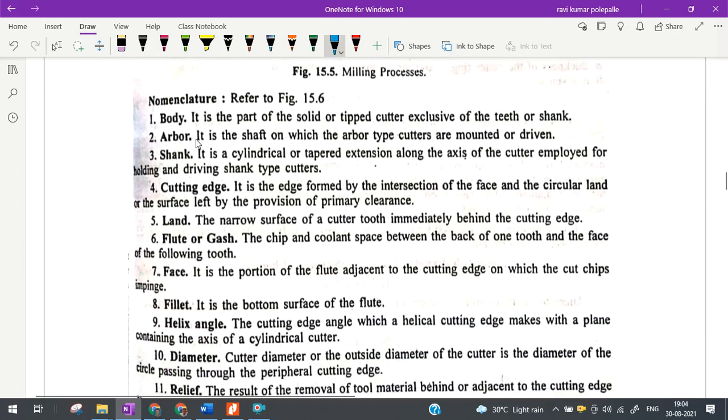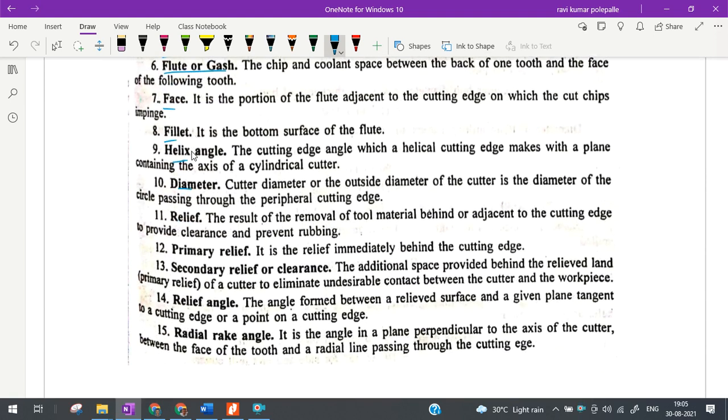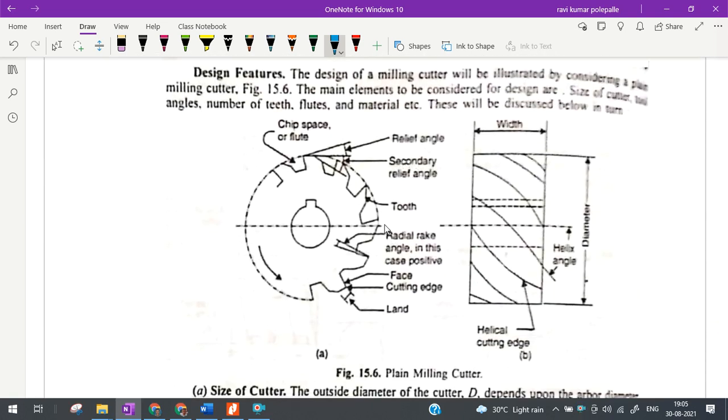And when we look at the nomenclature of a simple milling cutter: body, arbor, the central supporting portion, shank, cutting edge, land, flutes, face, fillet, helix angle, diameter, relief angle, primary relief, secondary relief, radial rake, right? So you can find all these features here. So tooth, multiple teeth are there. This is a plain milling cutter.